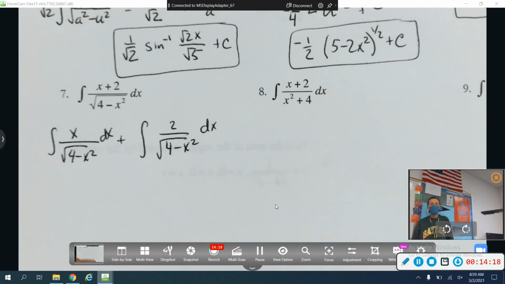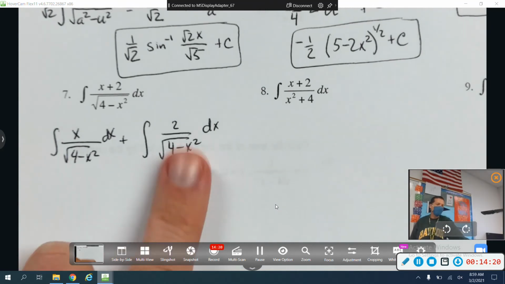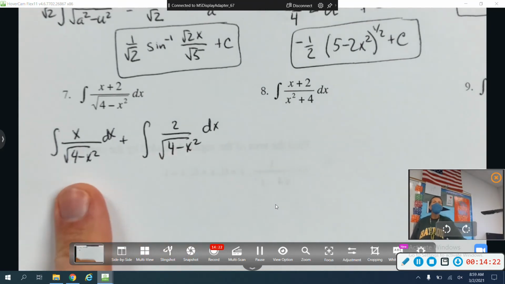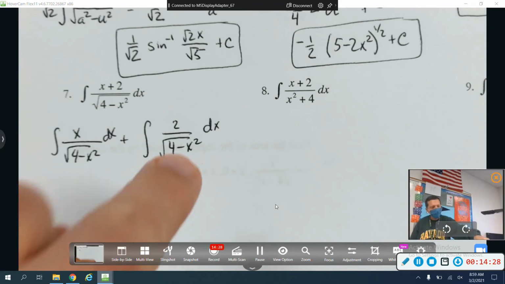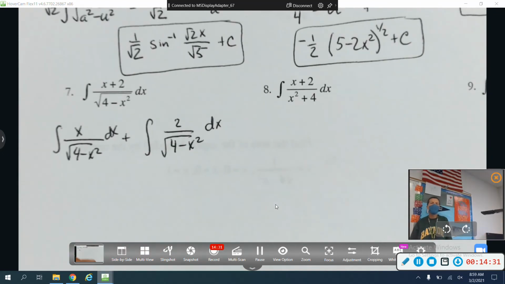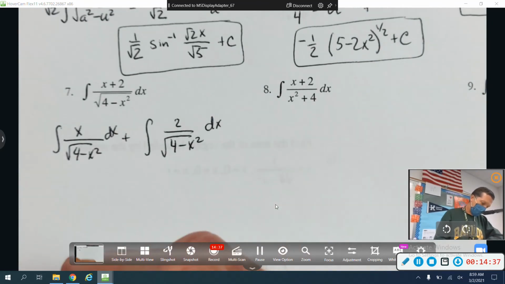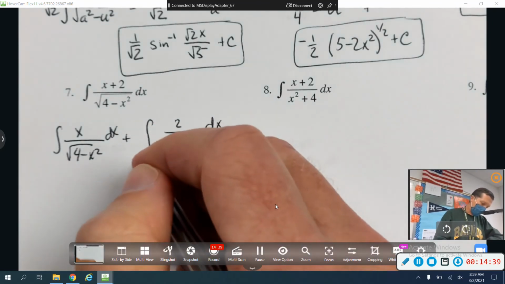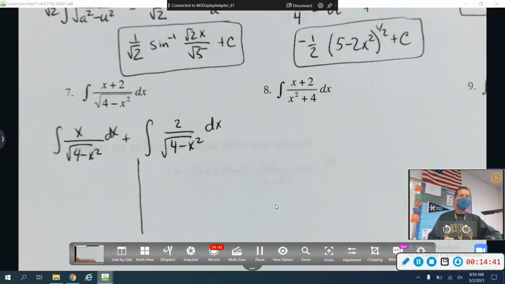And so now, Tyler, you were right. Part of it looks like inverse sine and part of it doesn't. But we were able to split it up, and now we can handle the part that doesn't look like inverse sine and the part that does look like inverse sine. Yeah, these are almost like two separate problems here. I'll just combine them at the end.